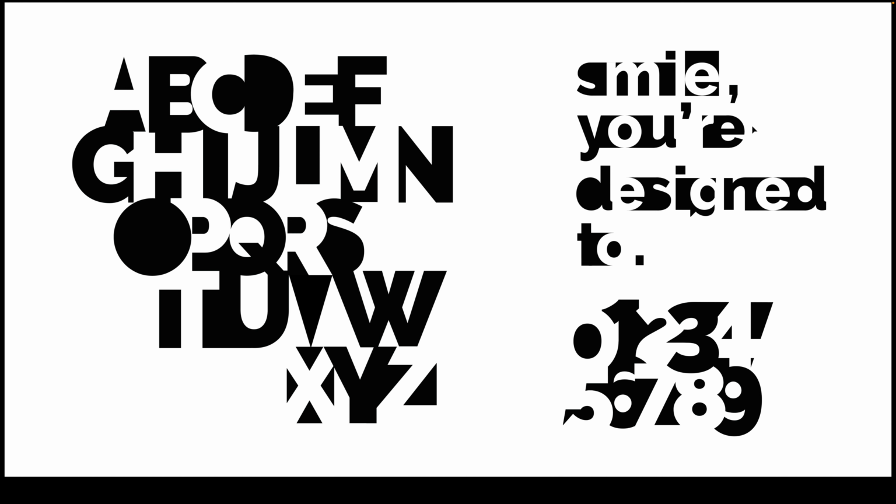Now take a look on the right hand side. We have the same case for the numbers, where the 2 and the 4, the 5, the 7, and the 8 are all created using the counter spaces.